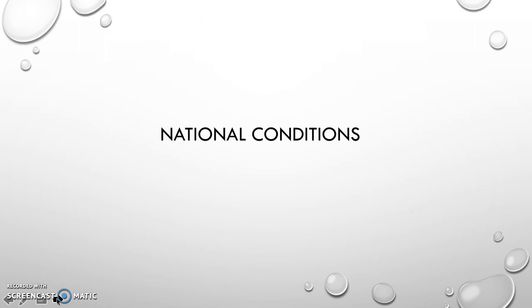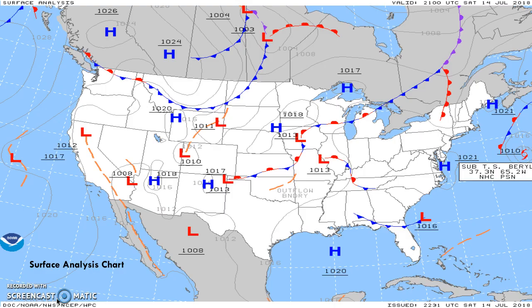First we'll look at the national conditions, starting with the surface analysis chart. Nothing too special here. We've got highs and lows scattered all around. We've got a nice stationary front through the Midwest. Nothing in the Grand Forks area in terms of high or low pressure systems. It looks like we've got a cold front moving in, and nothing too crazy. We've got the troughs with the low pressure systems, and nothing too crazy on this chart.